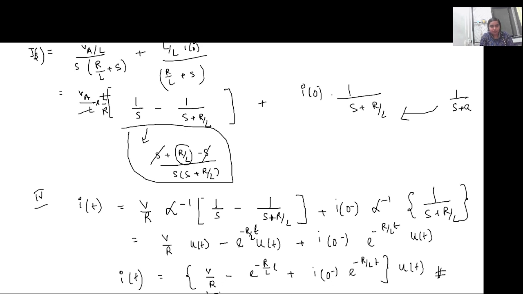So this part is the forced response, and this is the natural response of the circuit that we earlier had solved using differential equation in the previous classes. V by R into 1 minus e to the power minus Rt by L. So I have only taken out the U of t as common, right?